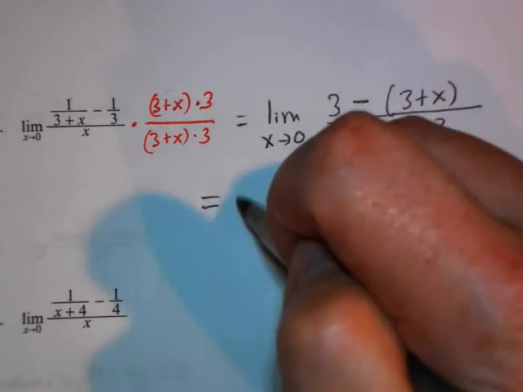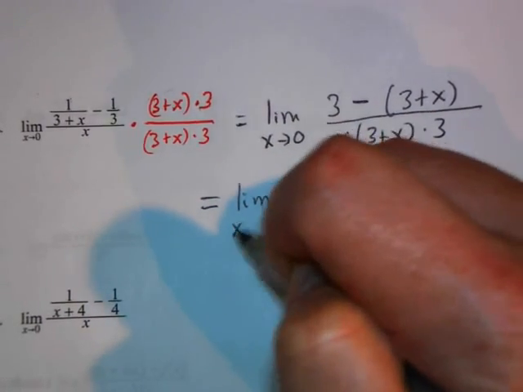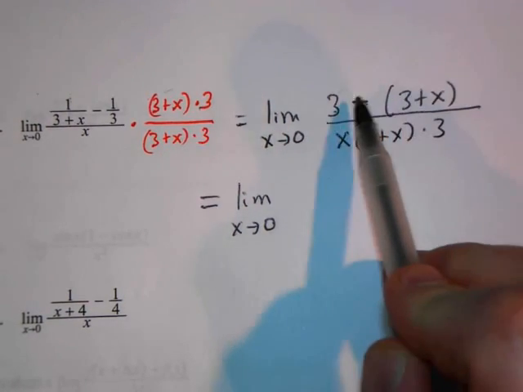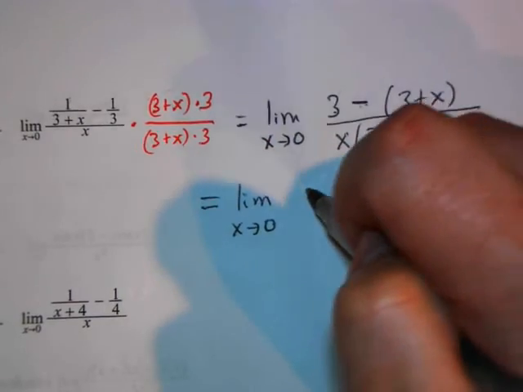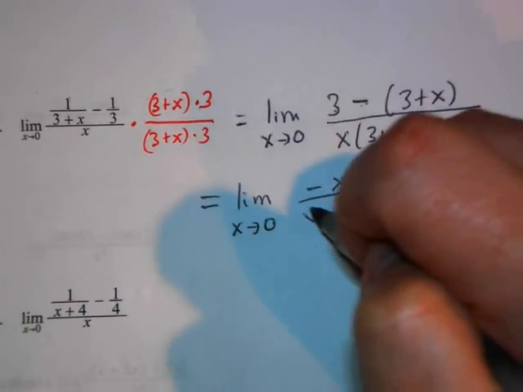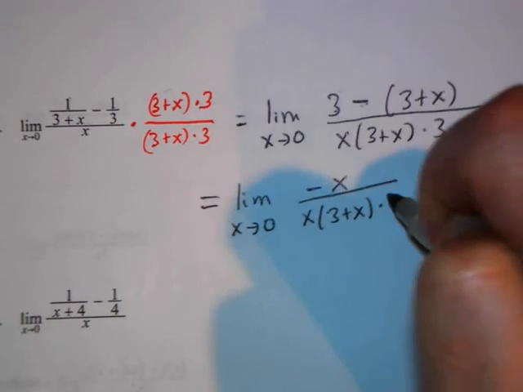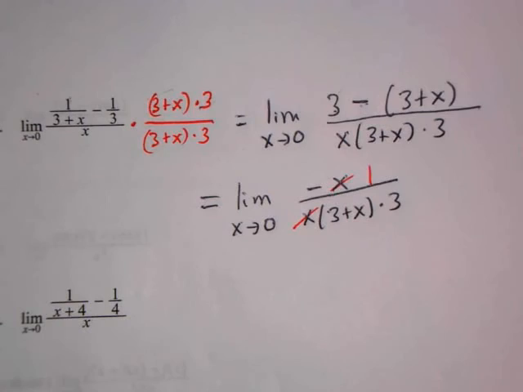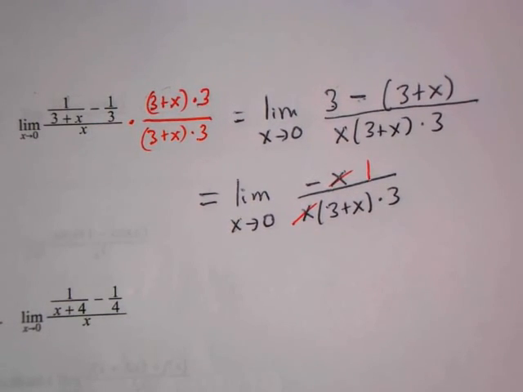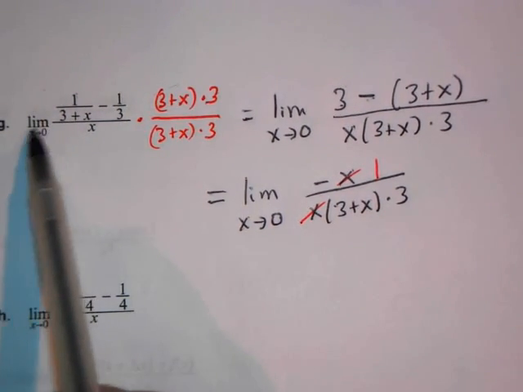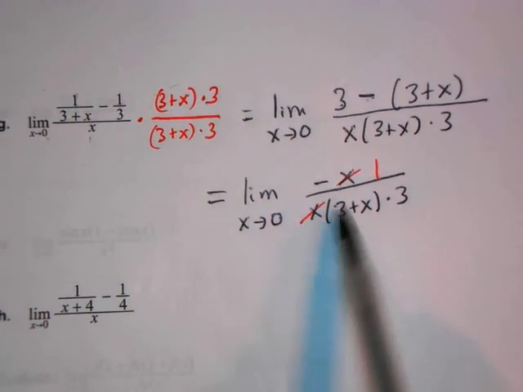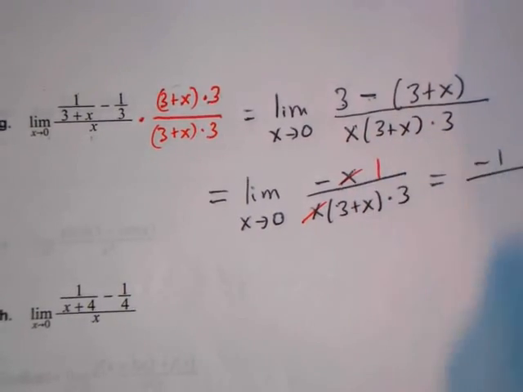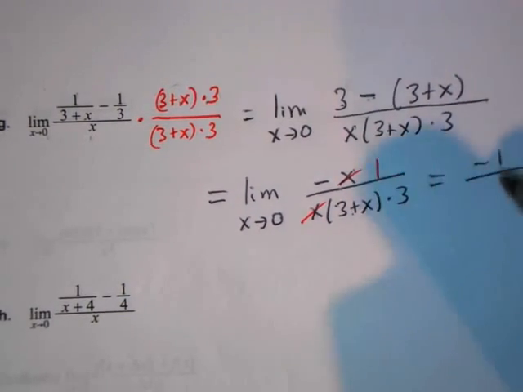Let's see what happens. This is limit as x goes to 0 of 3 minus 3, that's 0, but then I've got to take that minus sign and distribute it through there, so that's minus x over x times 3 plus x times 3. I notice that I have the x on top, the x on bottom. I can reduce those, and that really got rid of my problem. The problem, again, way back from the beginning, is when I tried to plug 0 in, I got 0 on bottom. I now got rid of that. I plug in 0. When I plug in 0, I have negative 1 on top. I have 3 times 3, that's 9 on bottom.